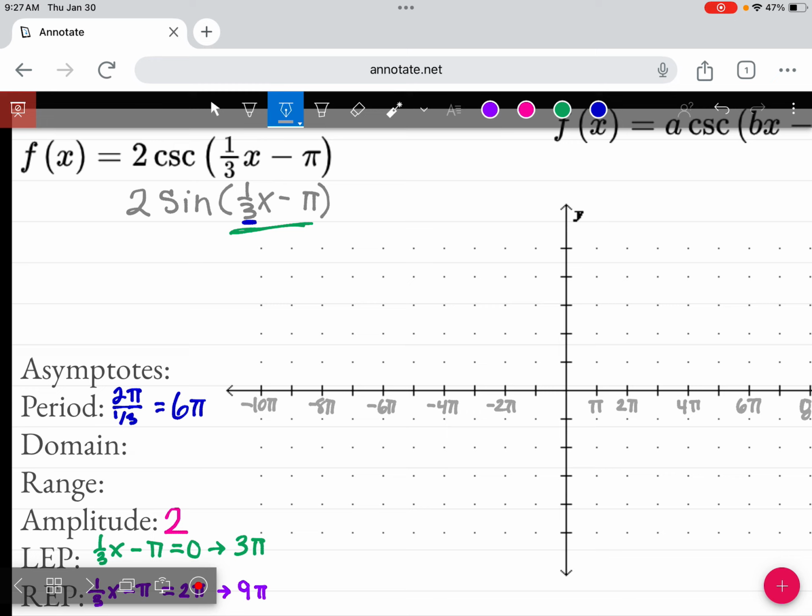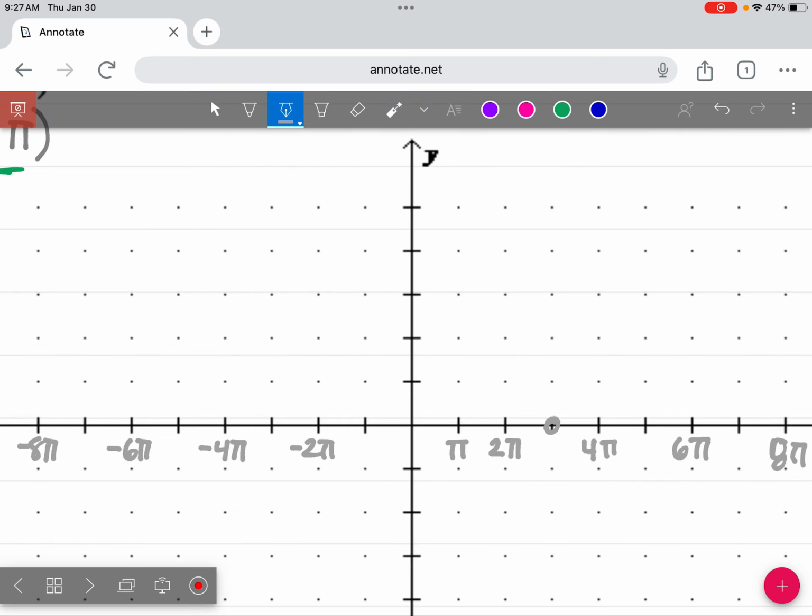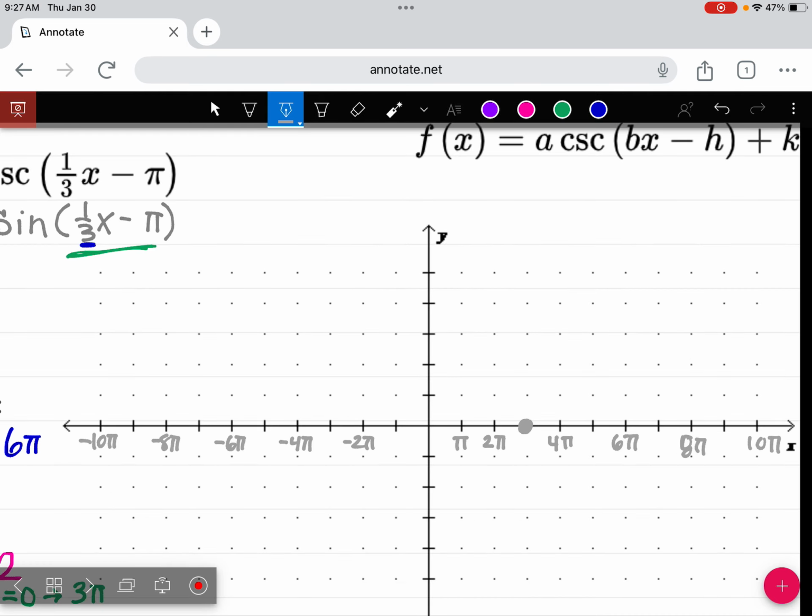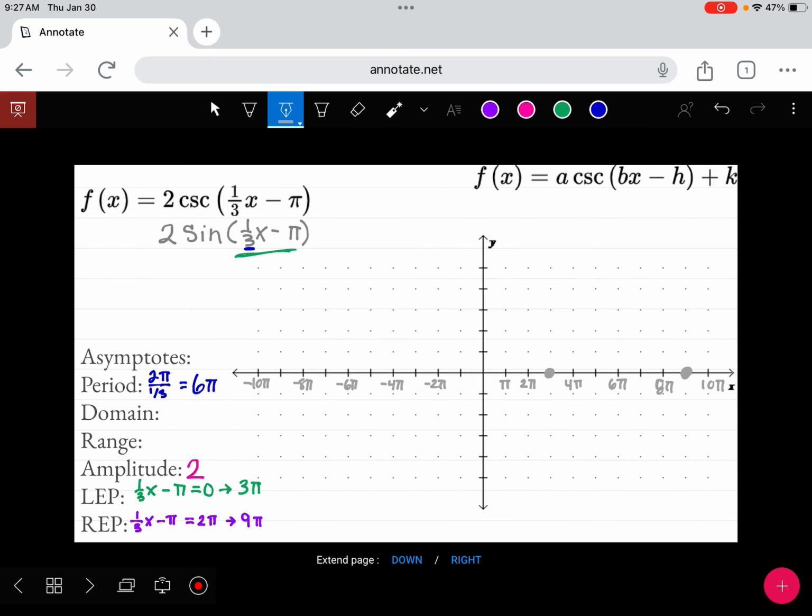Okay. So this lets us get our sine started. We know where our left endpoint is. We're going to start at 3 pi. So my left endpoint's gonna be right here. My right endpoint is over at 9. What do we do from here? Halfway between we're gonna have another 0, right? Because remember, it's gonna go up, back to 0, and then down, back to 0. So halfway between 3 and 9, which is right on 6, we're gonna have another 0.